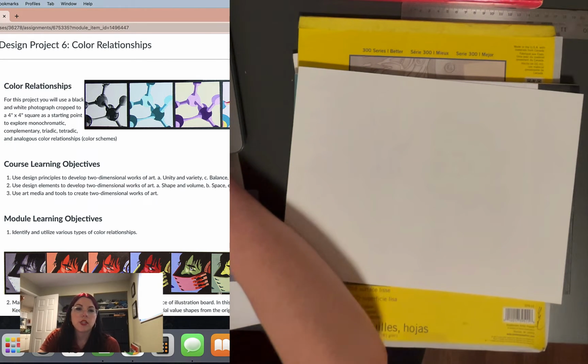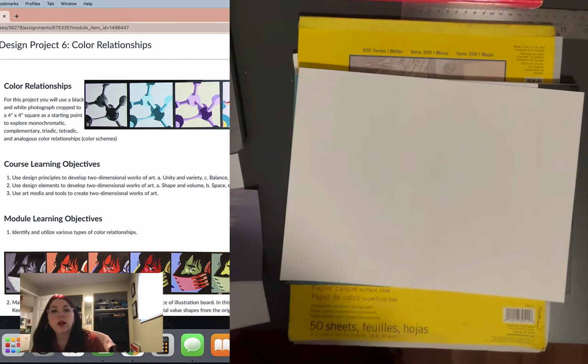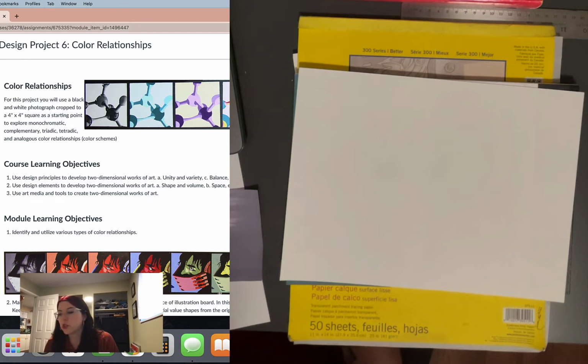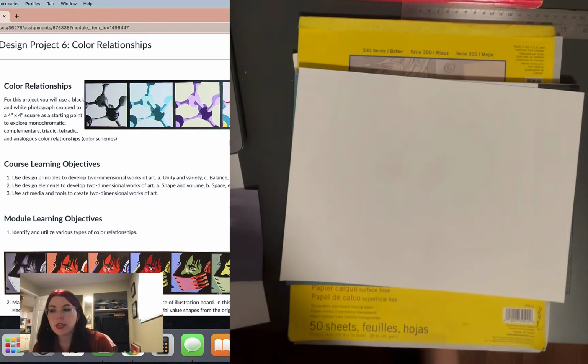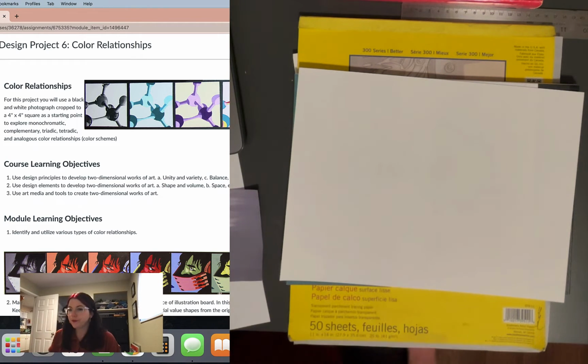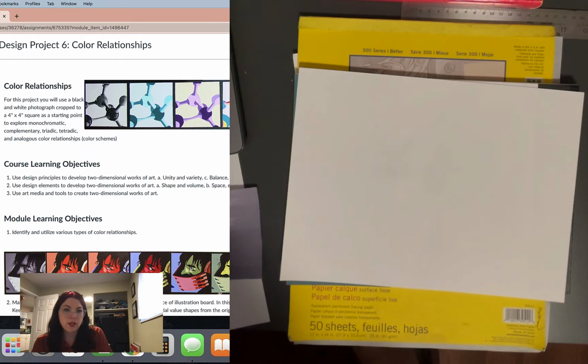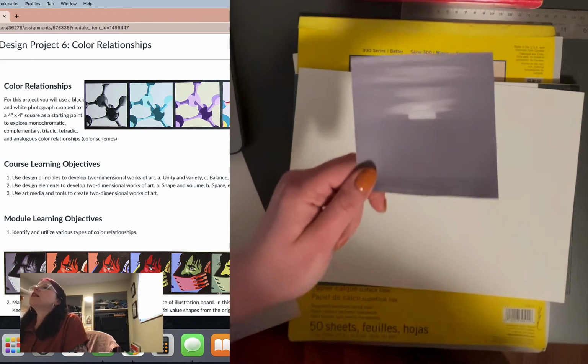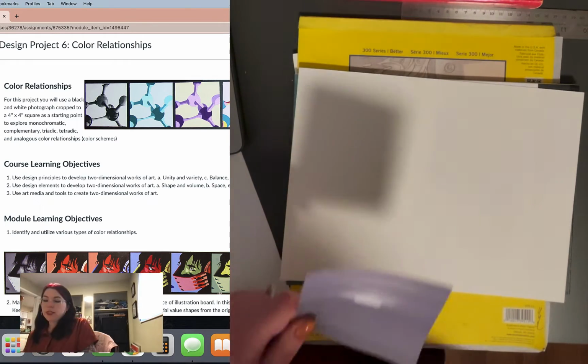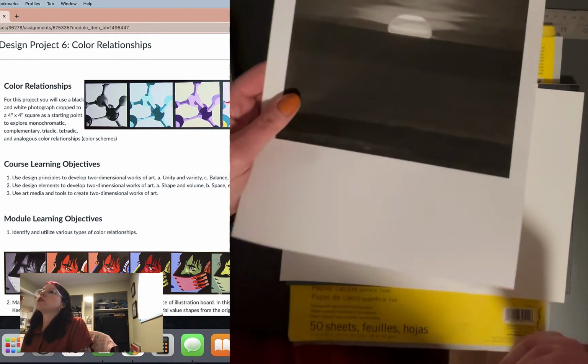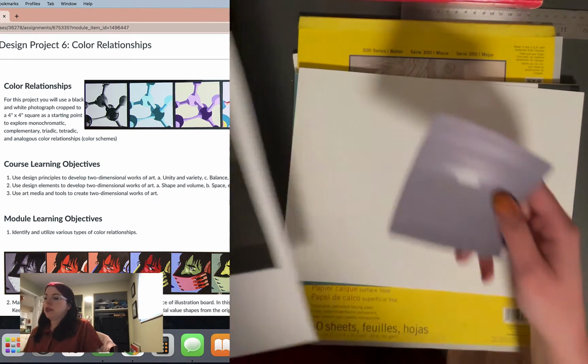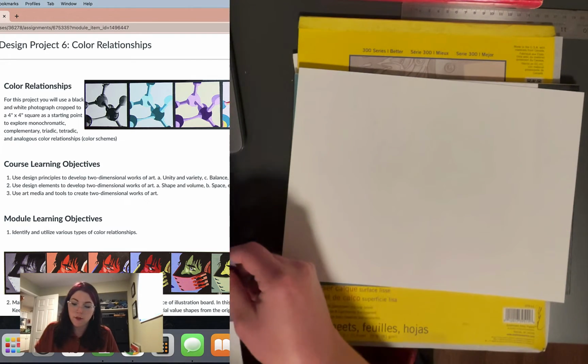For this project, you'll use a black and white photograph that you want to crop to 4 inches by 4 inches as a square as your starting point. This can really be any kind of photo you want. Pick something that you would enjoy repainting 5 more times after the initial image. But for me today, I decided to go with this sunset photo. It's not very well printed, so I printed a larger version of it for when I paint, so it'll be a little easier to see the values.